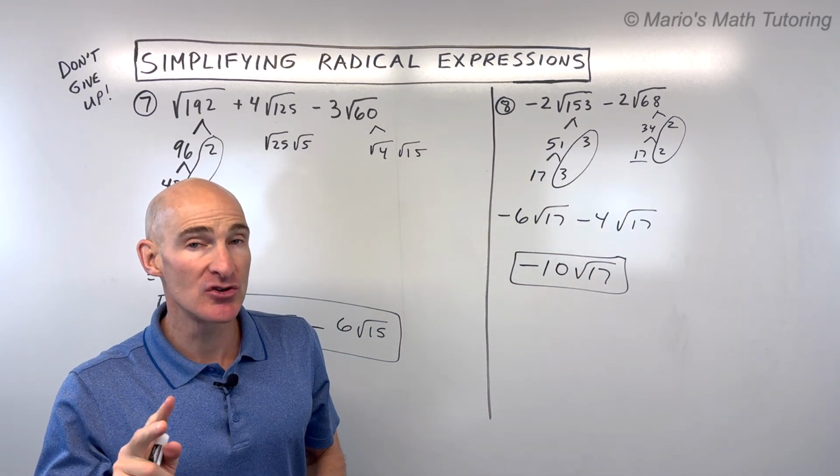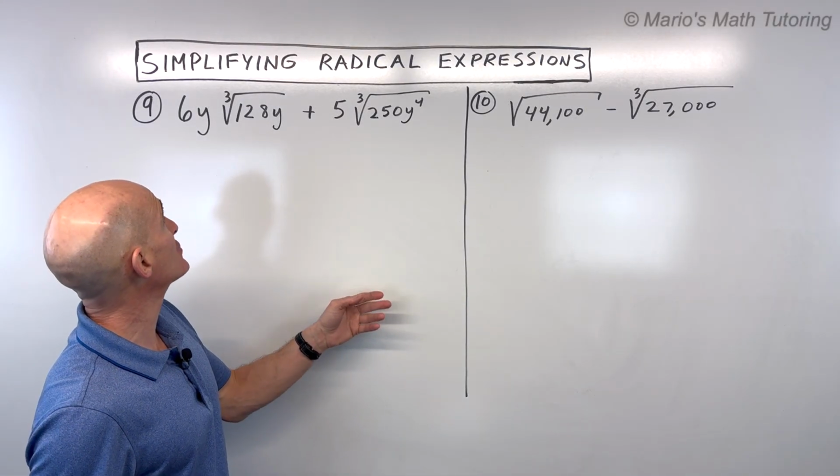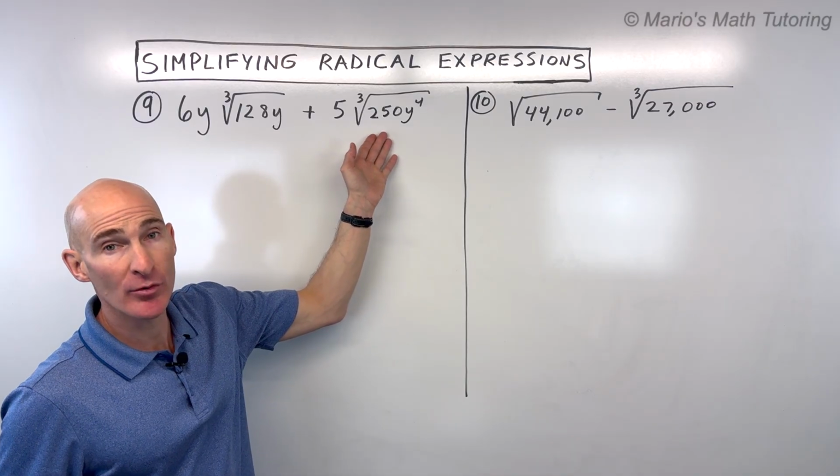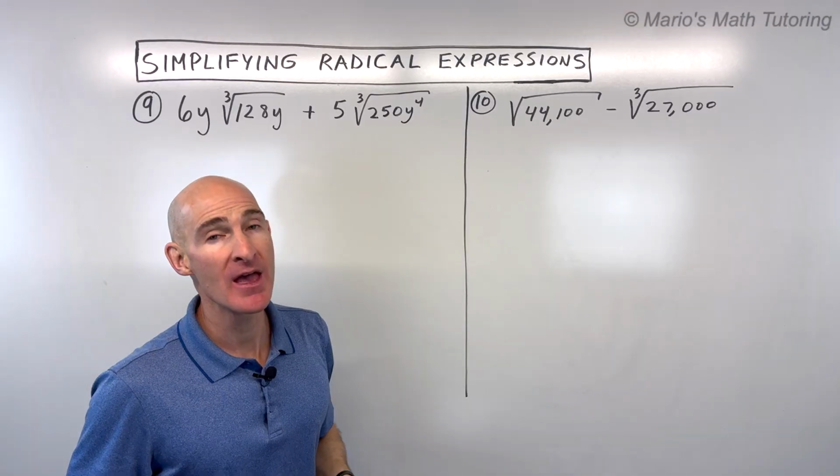Let's take a look at 2 more examples together. Okay, see if you can do number 9 and number 10. So number 9, we've got some cube roots and some variables. Number 10, we've got a square root and a cube root in the same problem. So go ahead and do those.